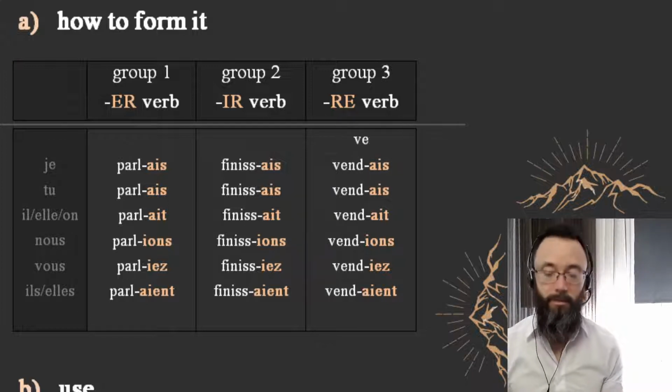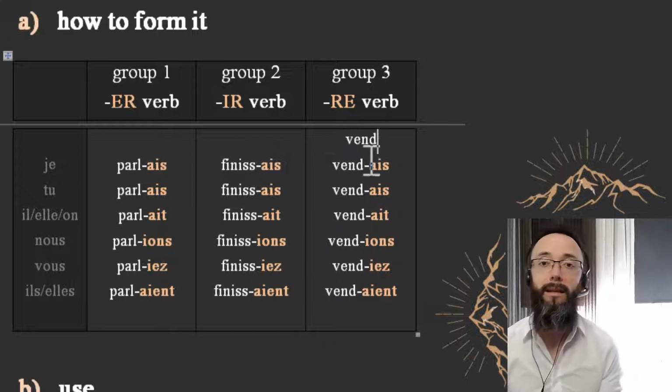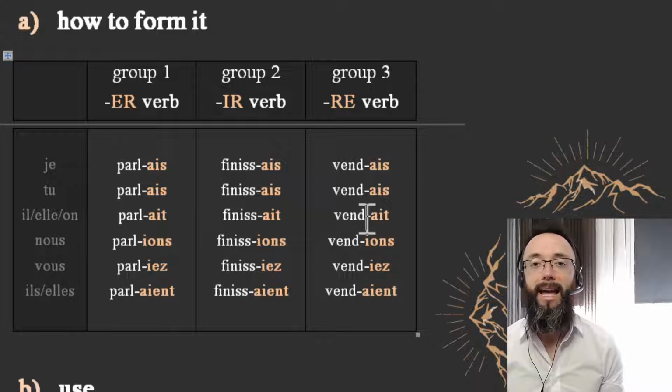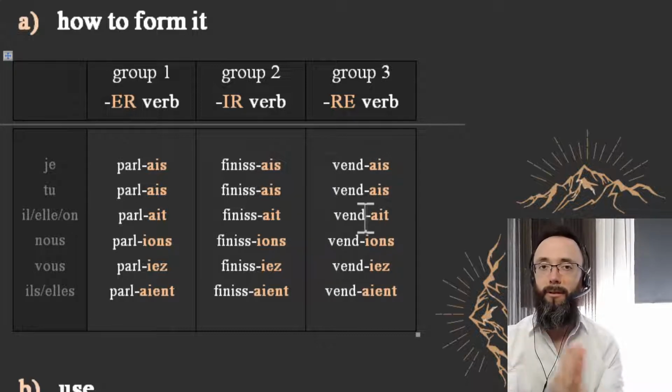Vendre, to sell. We just removed the two last letters and then added the ending to create the imparfait. Vendais, vendais, vendait. Vendions, vendiez, vendaient. And that wraps it up for how to form it.